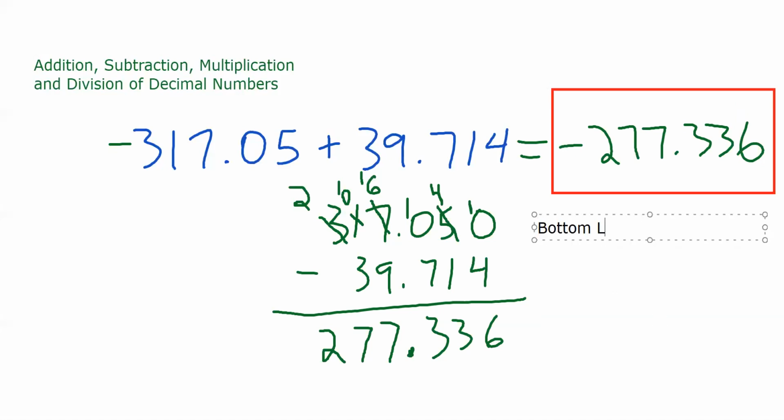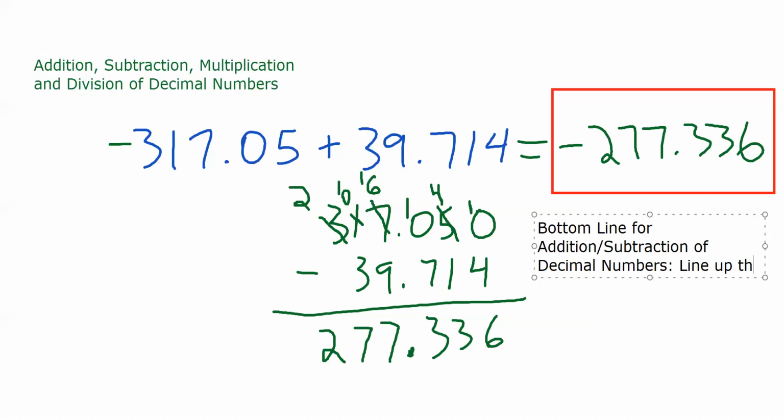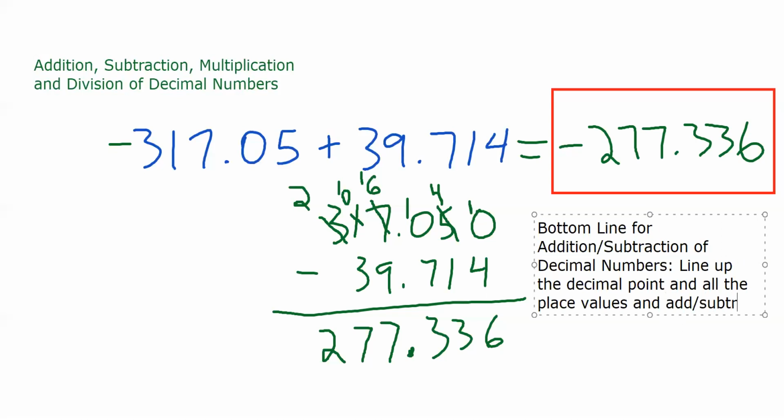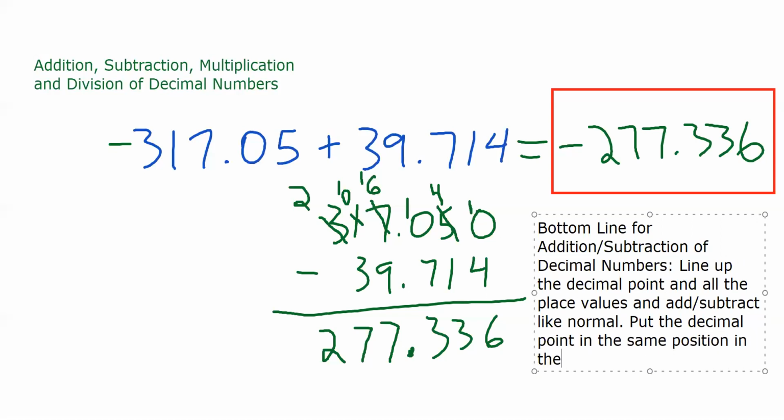So the bottom line for addition or subtraction of decimal numbers, line up the decimal point and all the place values and add or subtract like normal. Put the decimal point in the same position in the final answer.